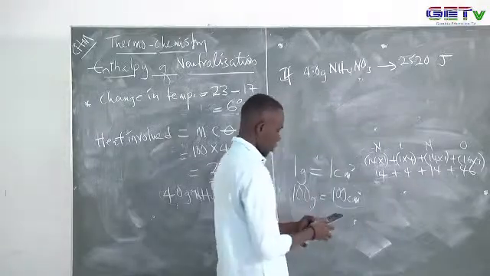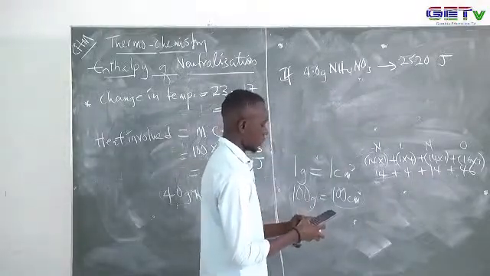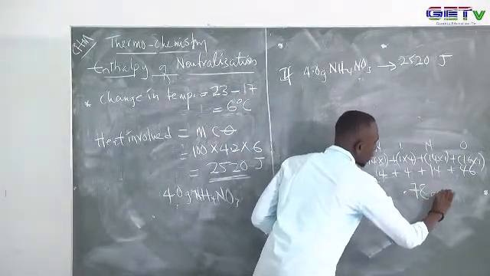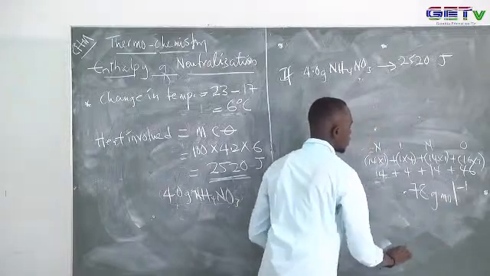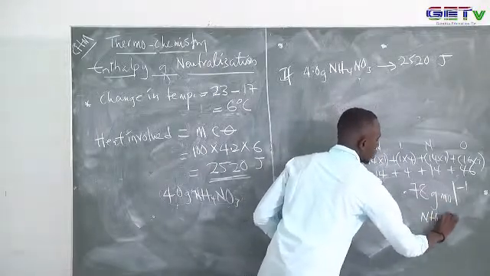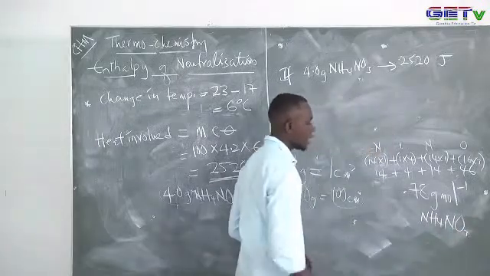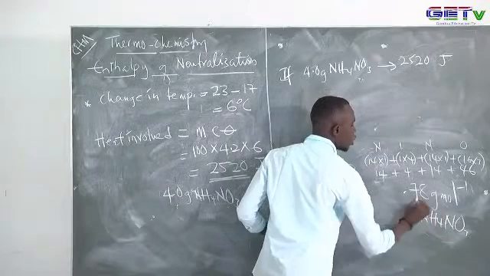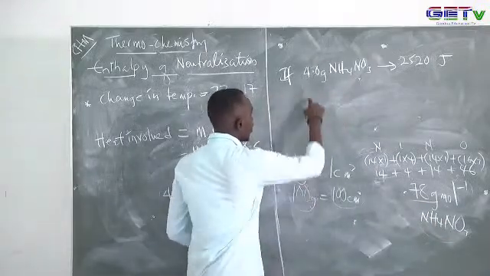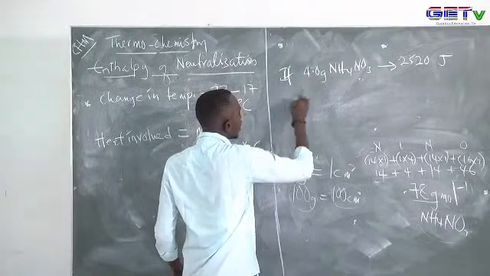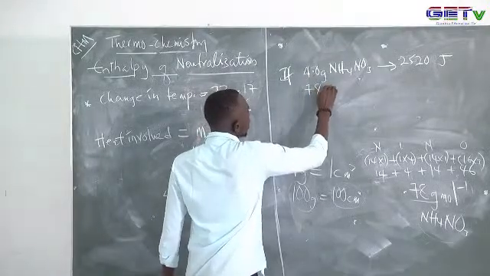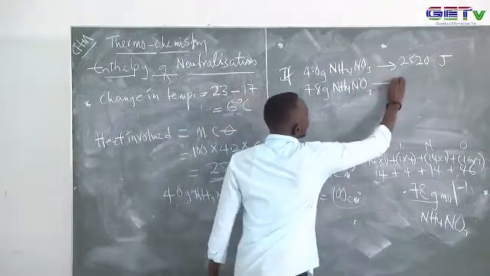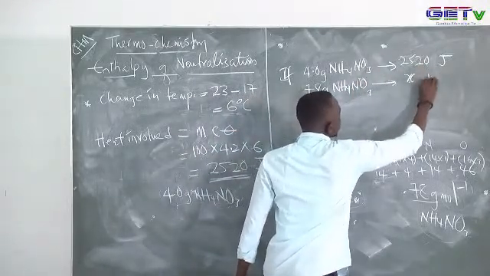Here we have 14 plus 46, and then we will have 78 grams per mole of ammonium trioxonitrate. And this means in every 1 mole of ammonium trioxonitrate you have 78 what? Grams. Now here the 1 mole of ammonium trioxonitrate will be what? 78 grams of ammonium trioxonitrate will produce X joules.